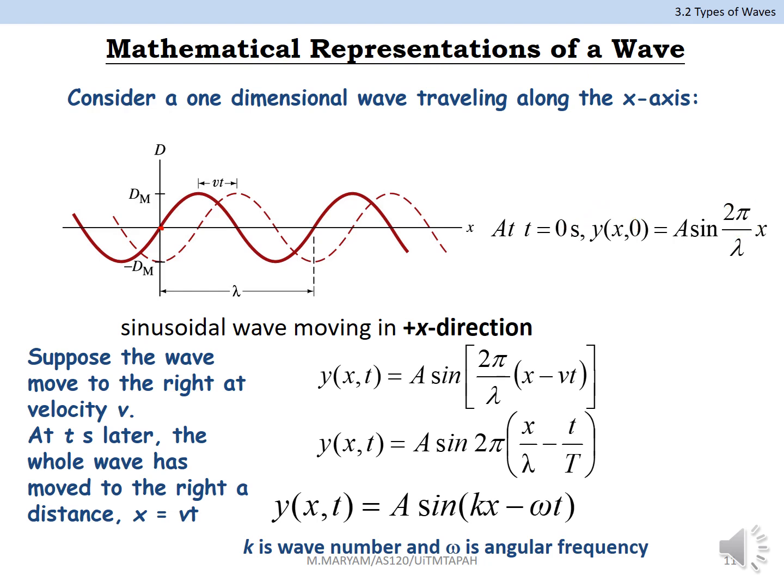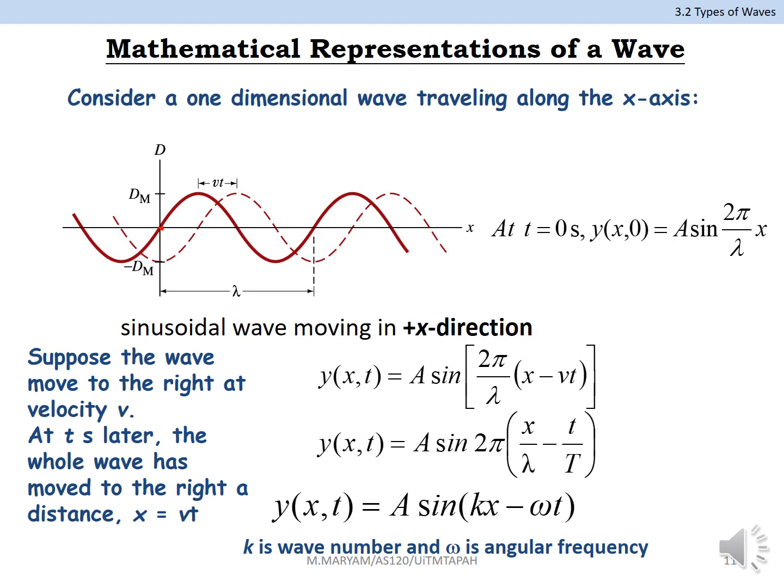So let's look at the equation here. Suppose the wave moves to the right, as you can see, at velocity v. At a later time, at time equal to t, then A sin(2π/λ (x − vt)). x minus vt, because the wave is traveling, where vt is the distance traveled by the wave.